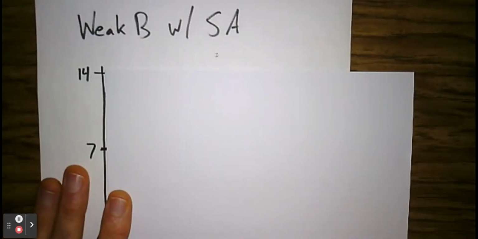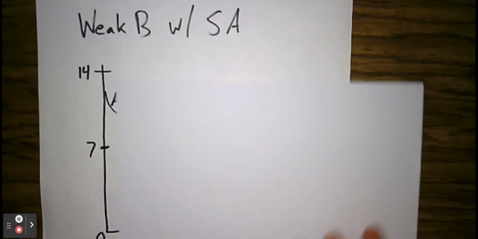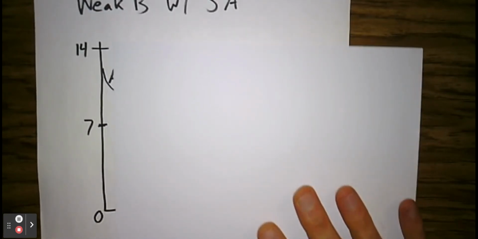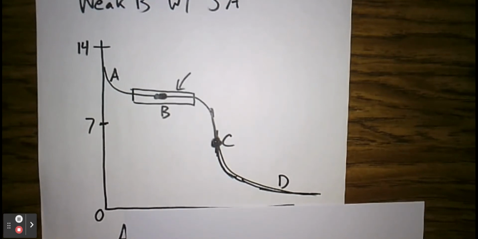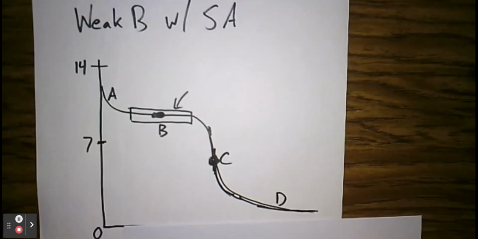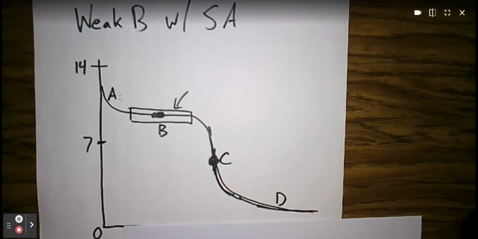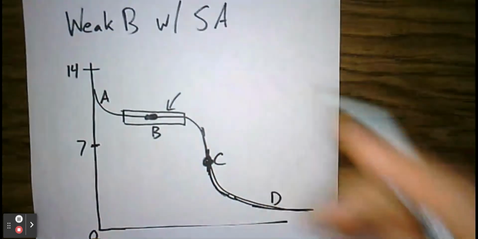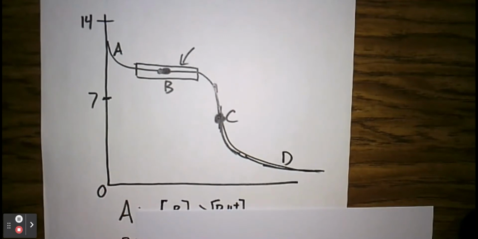Now, a weak base and a strong acid. A weak base and a strong acid. That's going to look like this. It's the mirror image of a strong base into a weak acid. Now, this point here, A, is when I've got more base than my conjugate, all right, here in this area.